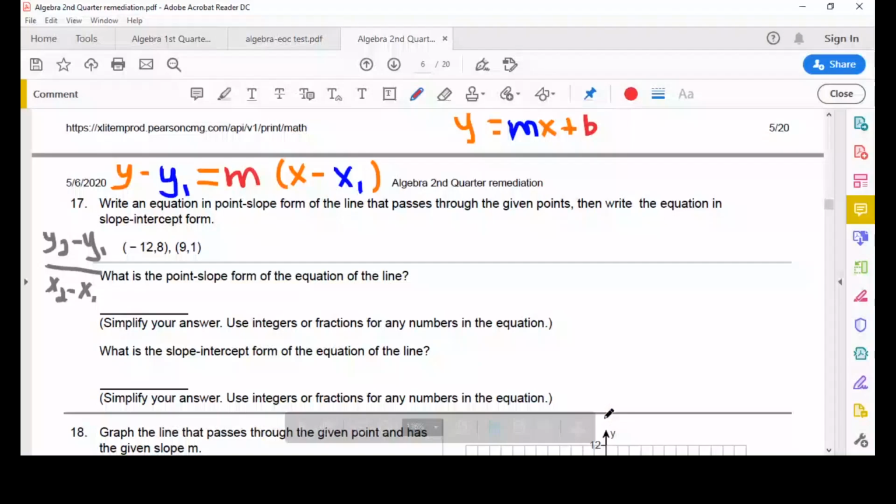So hi everybody, this is part 3 of our quarter 2 review. We'll be doing, I believe, 7 problems today. Again, we left off talking about the point-slope formula, the slope-intercept formula, and our slope formula.